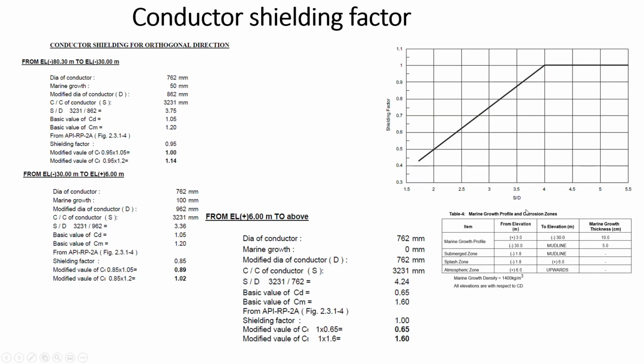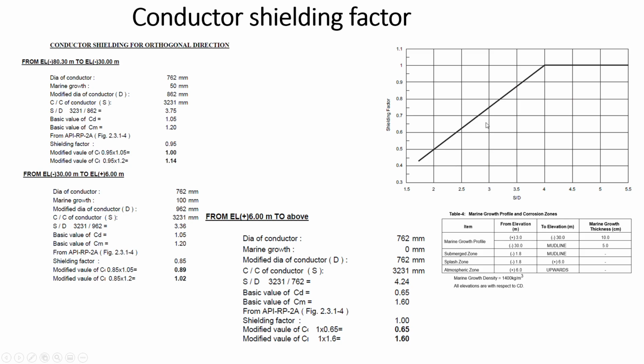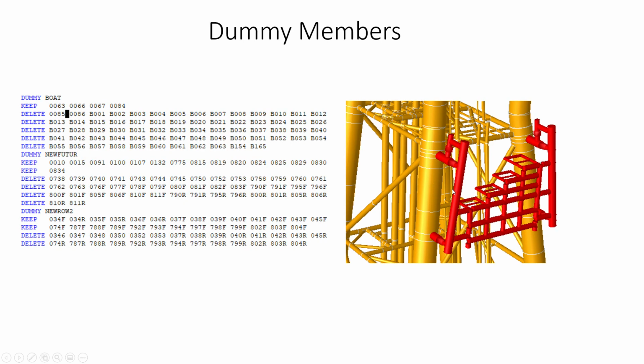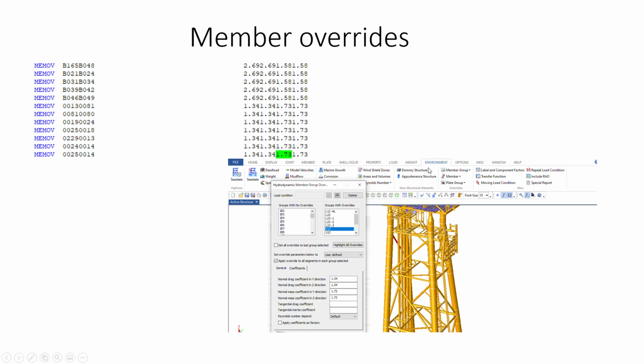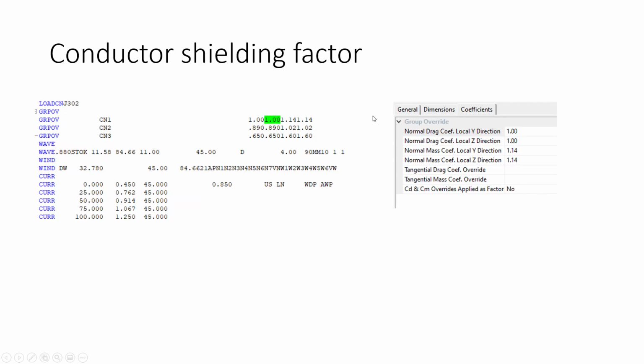The conductor shielding factor again depends upon the s by d ratio, spacing to diameter. Whatever the spacing is, we have to calculate it, and the diameter. From here you have to pick up the shielding factor, and that shielding factor you have to apply to the member. Just click the member and apply it; again you have to go to the environment. Here there will be a dialog box; click that member and apply this conductor shielding factor.